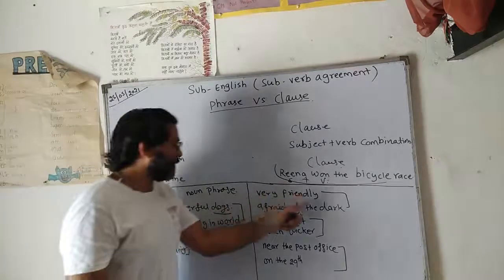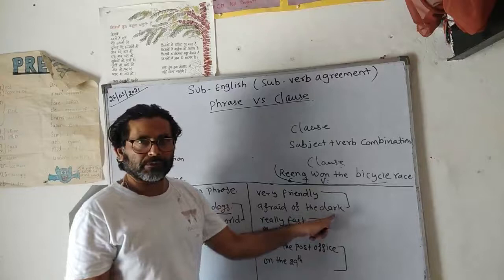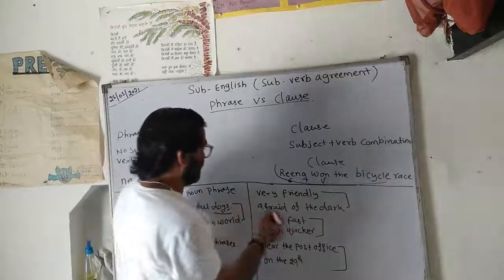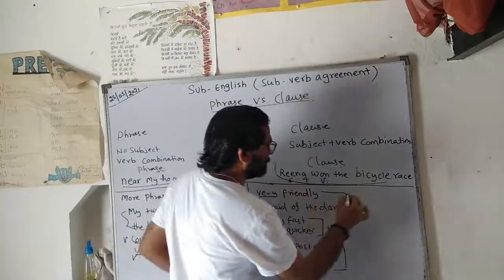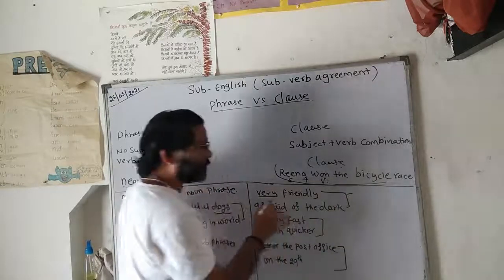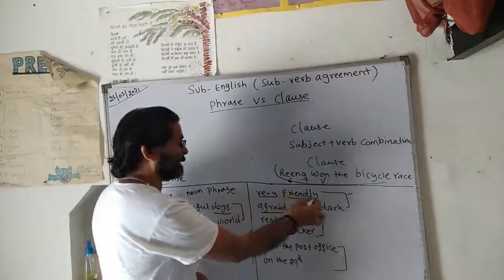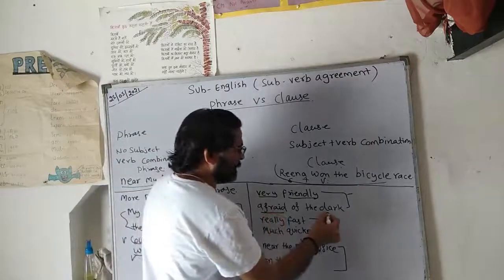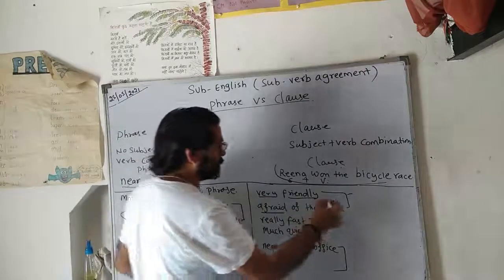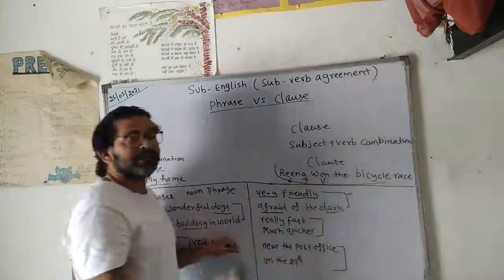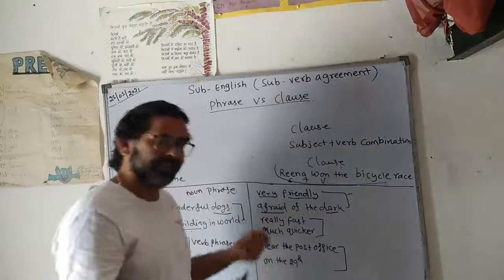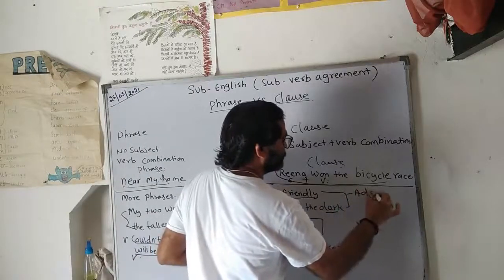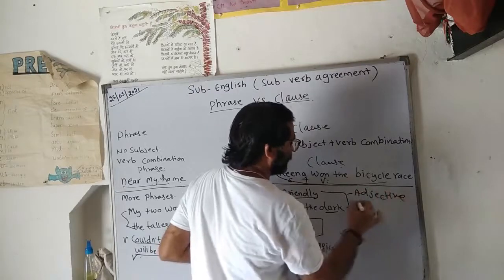Next, "very friendly," "afraid of the dark." In "very friendly," friendly is an adjective, and afraid is also an adjective, and dark is a noun. These are talking about the quality of a noun. So these two are called adjective phrases.